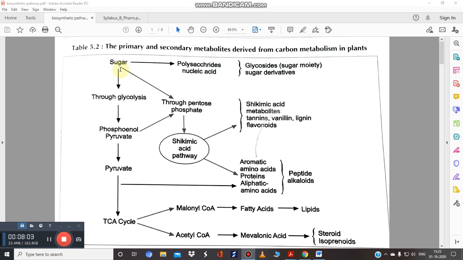Whereas when sugar is produced through the pentose phosphate pathway and phosphoenol pyruvate is produced through glycolysis, they are involved, and shikimic acid is produced, which results in the formation of these types of metabolites. So I hope this gives a brief idea about the production of these secondary metabolites. In the next lecture we will do the shikimic acid pathway in detail.